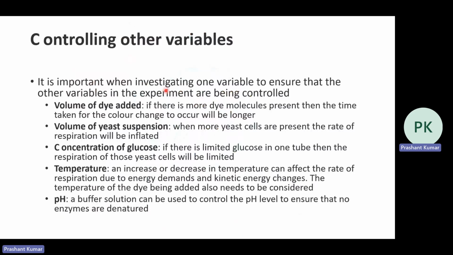Controlling other variables. It is important that when investigating one variable, the other variables of the experiment are being controlled. So what all things are we going to control here? Number one, volume of the color dye, volume of the yeast suspension, concentration of the glucose in the tube, temperature of the whole suspension, and pH. Obviously, pH will play a major role in the suspension because if pH or temperature is changed, enzymes in the yeast cells will get denatured and the respiration rate is affected. So we have to control all this.